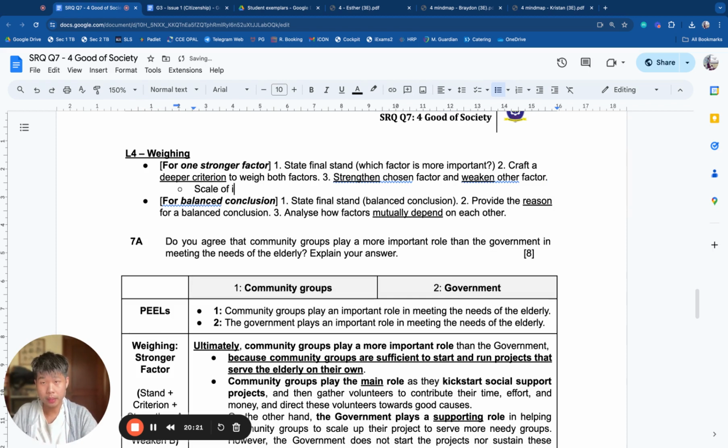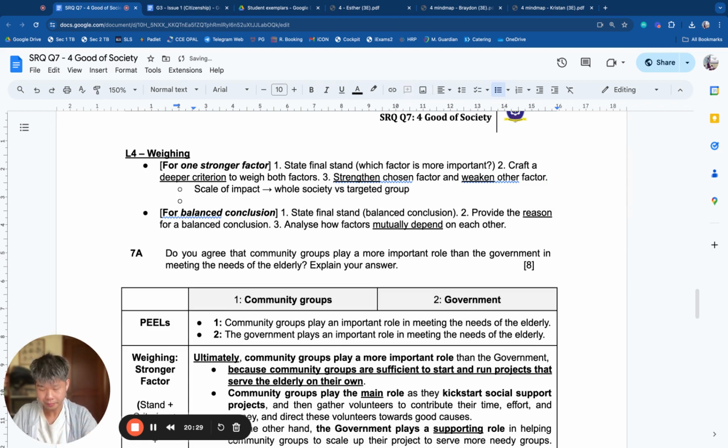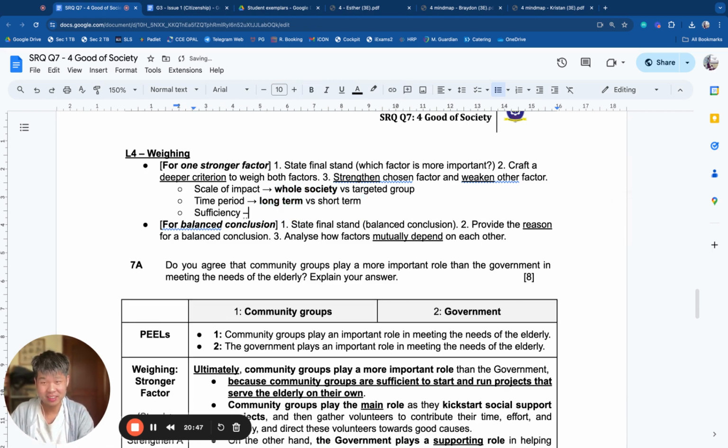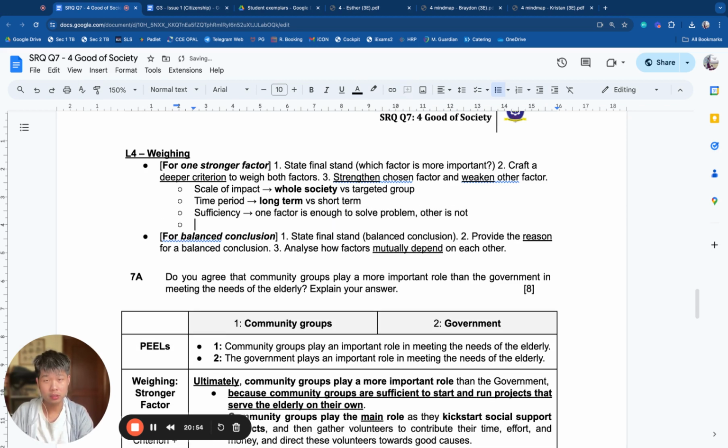So it could be scale of impact, right? Whole society versus targeted group. It could be time period, long term versus short term. So clearly, whole society and long term are the stronger factors, if you didn't realize. And then it could be sufficiency. One factor is enough to solve the problem. The other is not. It could be necessity, causal. One factor is fundamental and basic.